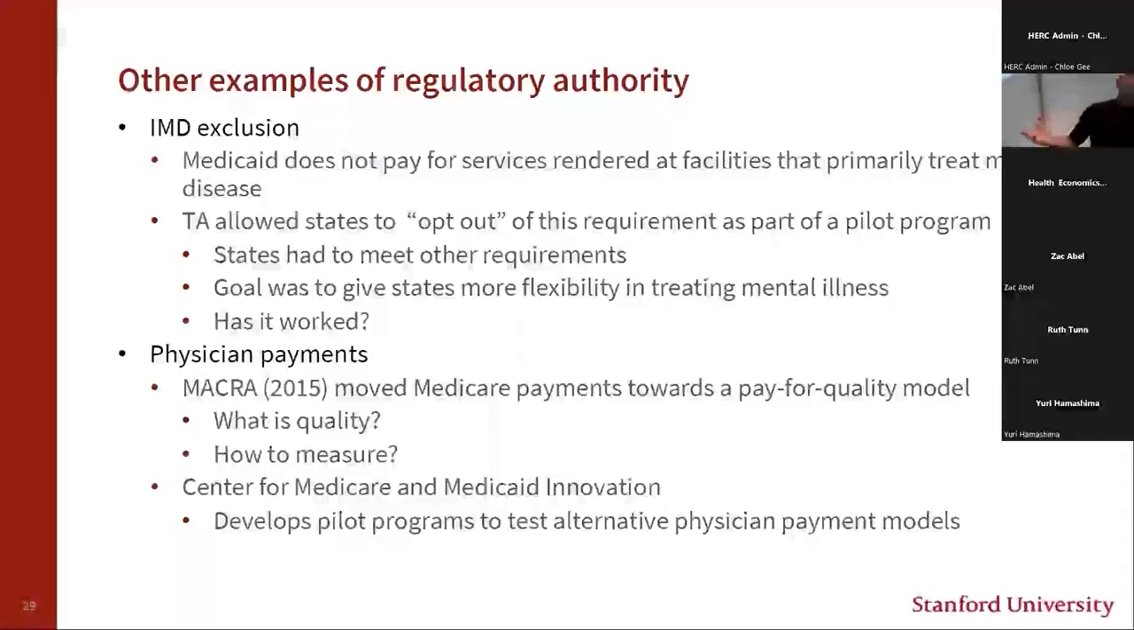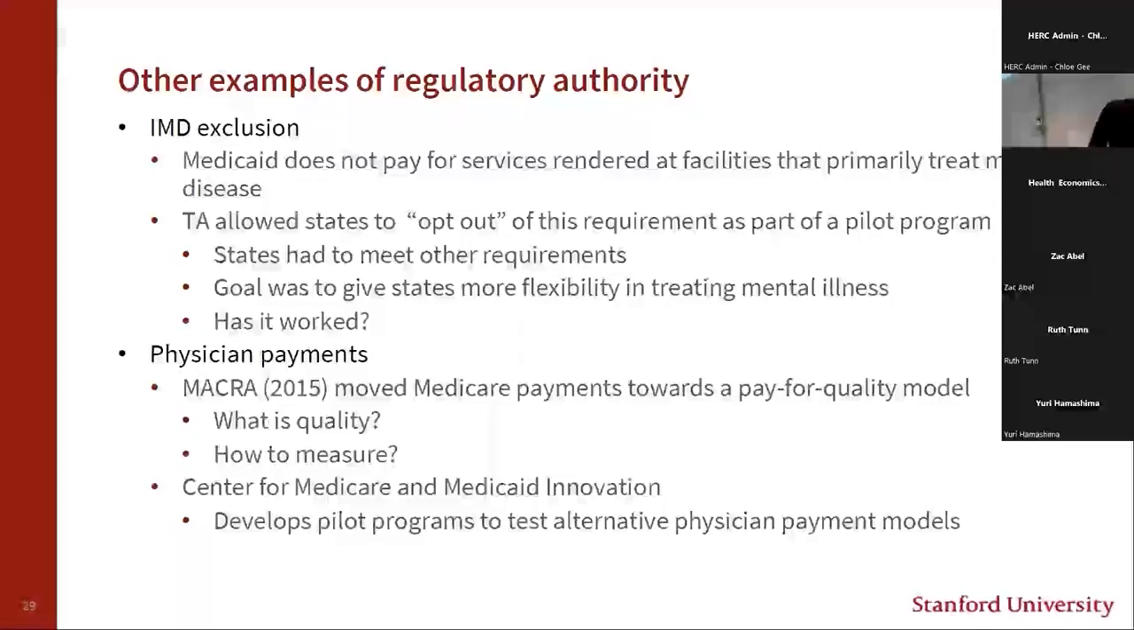But again, the law gives the secretary authority to introduce pilot programs that could waive certain Medicare or get around certain Medicaid requirements. So under President Trump, there was a pilot program that allowed states to opt out of that, along with some other requirements. The goal is to give states more flexibility in treating mental illness. That's an example of regulatory authority where even though the law says X, it gives you freedom to get around it, and that's something the president can do.